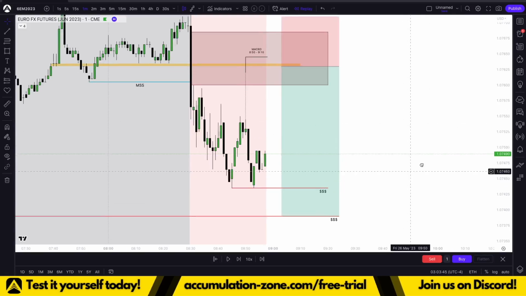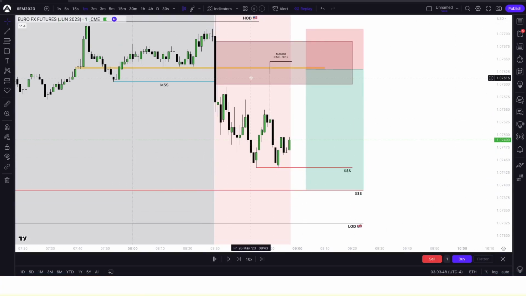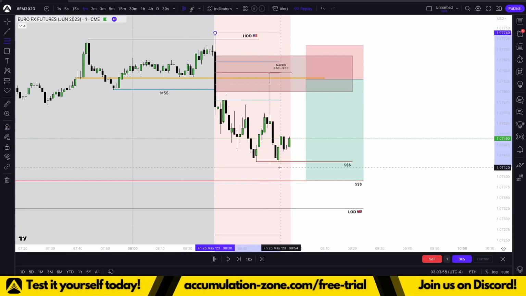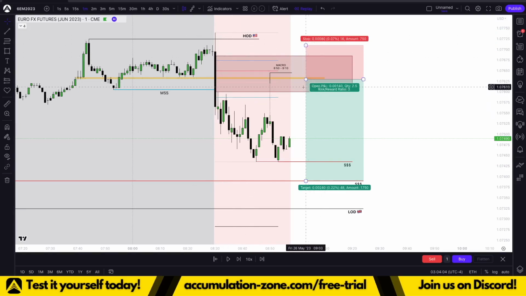So if we take a close look, right now what we would like to see is an entry inside of this fair value gap, and ideally above the 50% level. So if we measure from the high to the low, we can see that the 50% retracement level is this little baby blue line, and our fair value gap sits right above that.